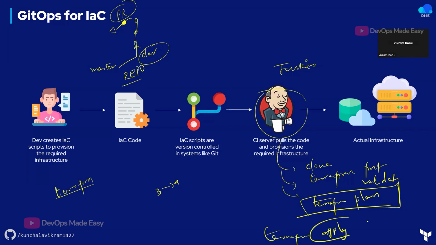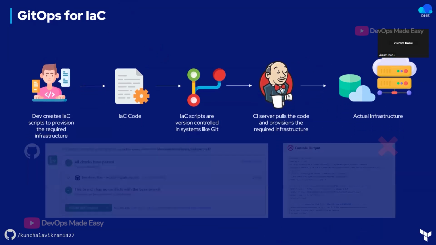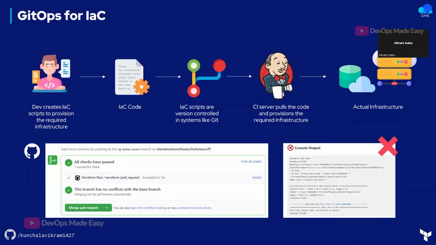So this is a kind of GitOps, where we are using Jenkins to implement and test your changes. There is no manual intervention here, so we are not actually creating the infrastructure from our local machine. But again, there is a drawback here, that is, we need to go to the Jenkins console output to see whether the Terraform plan output is successful, or all our Terraform commands are successful or not, right?